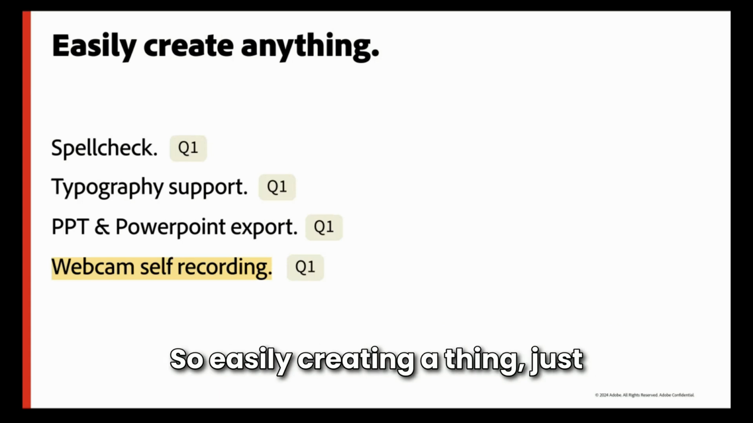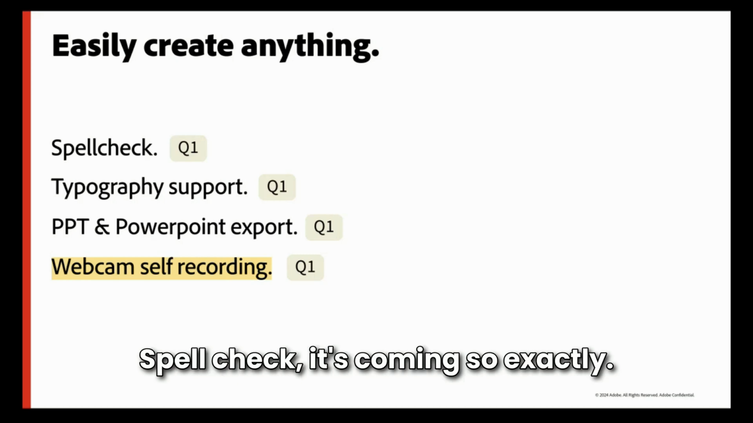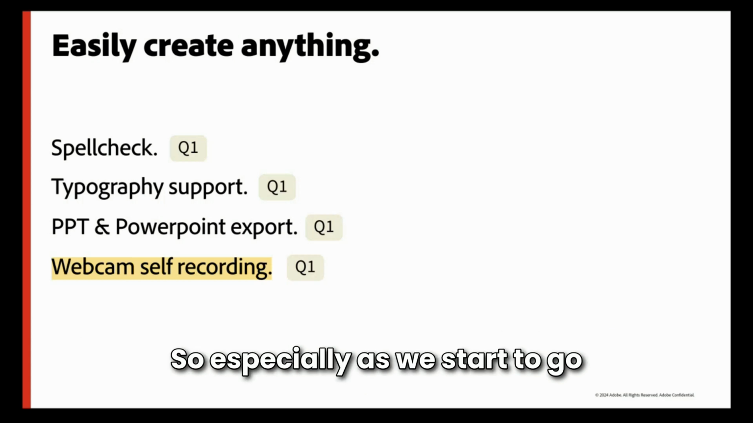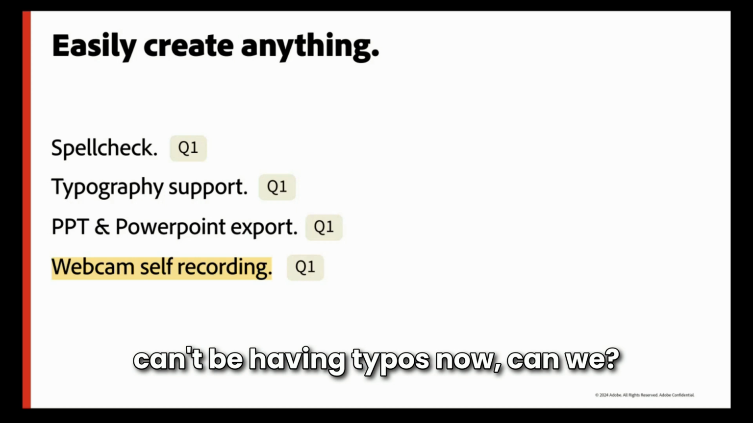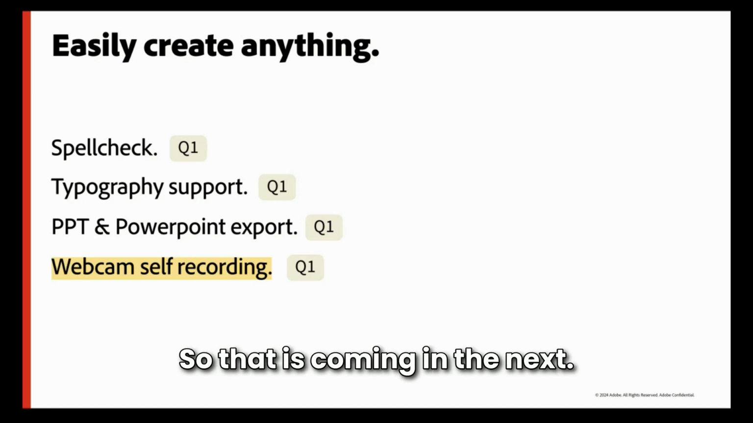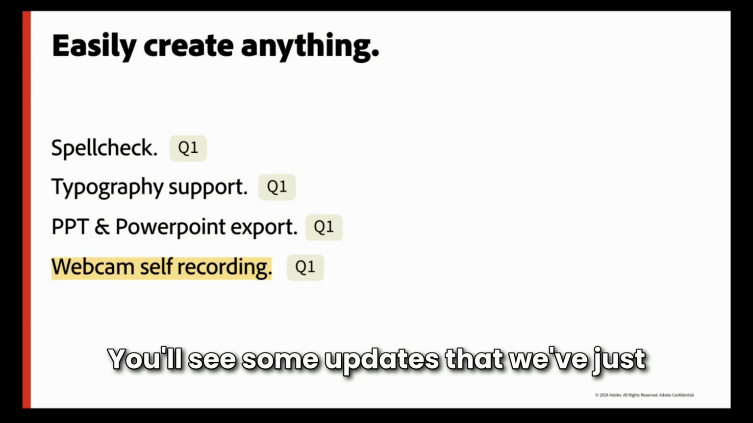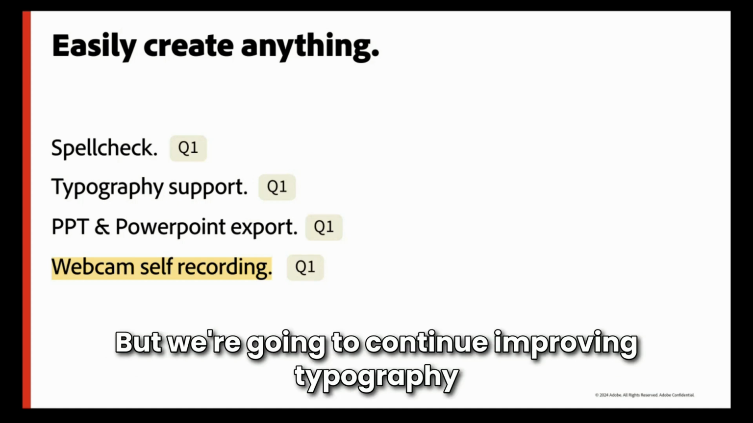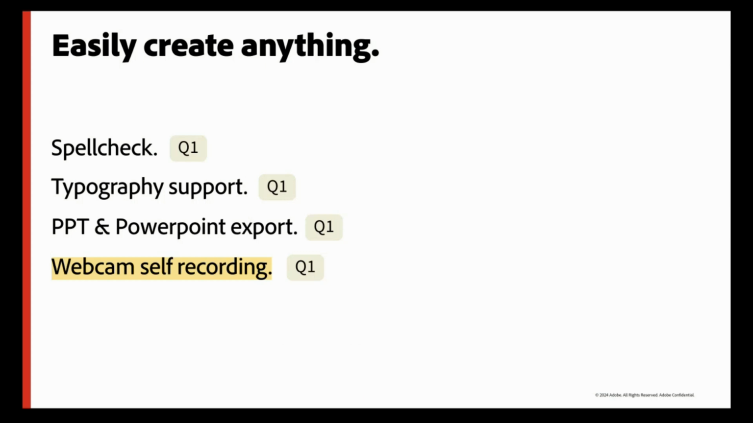So easily creating a thing, just simplifying the whole process. Spell check, it's coming. Exactly, and how that has been a big missing factor of it. So especially as we start to go deeper into longer form documents, presentations, we can't be having typos now, can we? So that is coming in basically the next few weeks. Improving typography support as well. You'll see some updates that we've just made that we'll share in a second, but we're going to continue improving typography in general across the whole product to make it easier to work with.